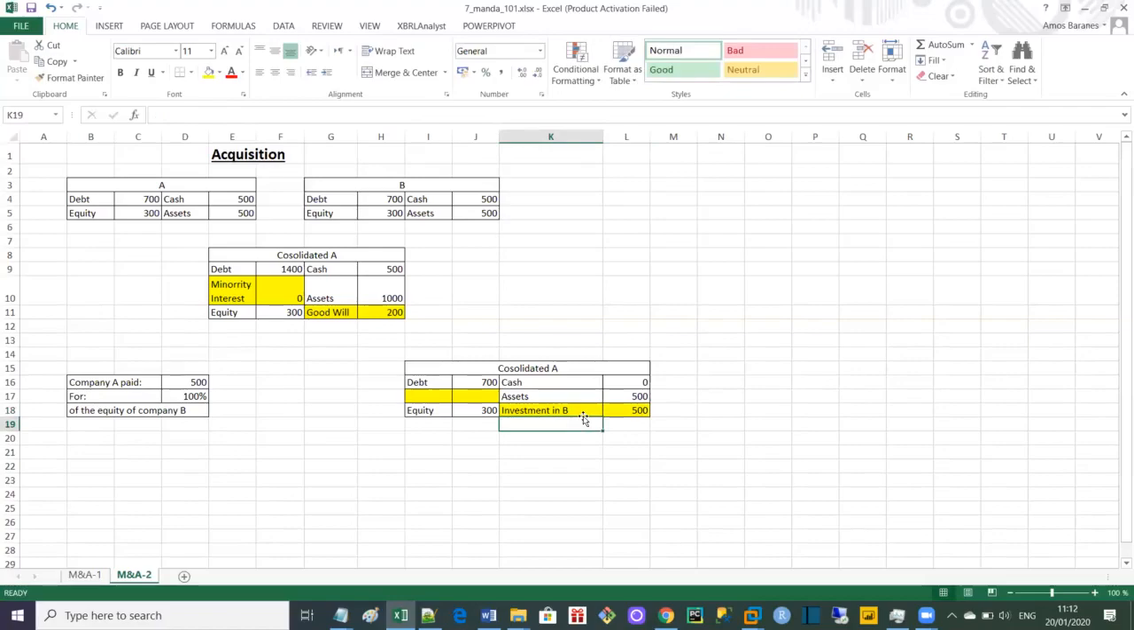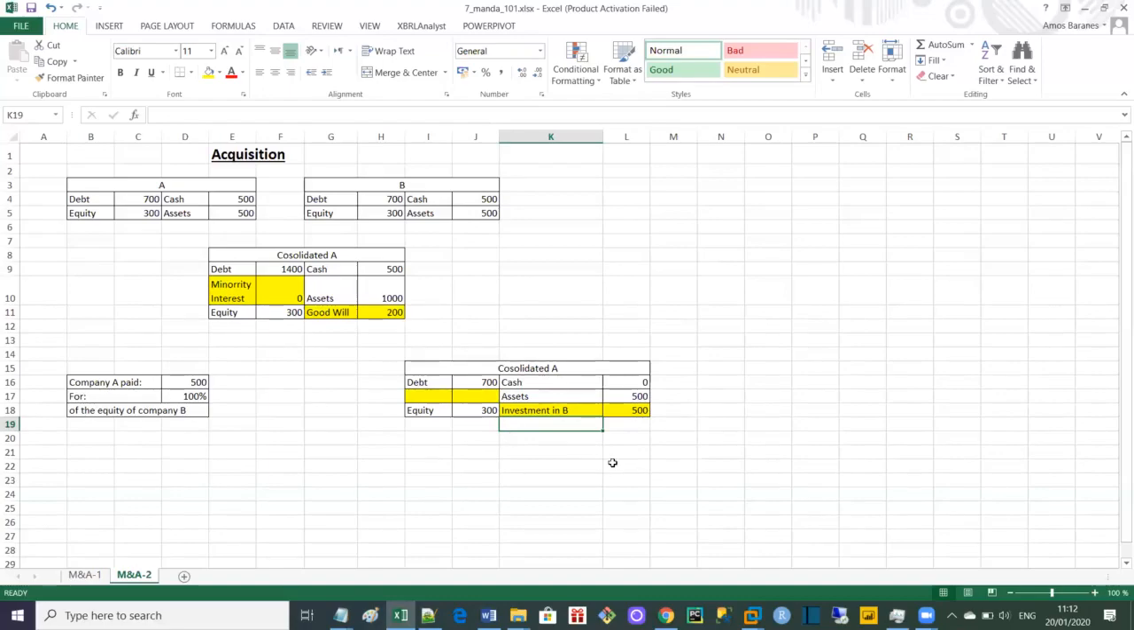Balance. That's the way the non-consolidated financial statement looks, before we consolidate. Very simple. Cash is gone because it went to the shareholders of company B, and we have a new account, investment in company B, 500. It balanced, everything looks the same.